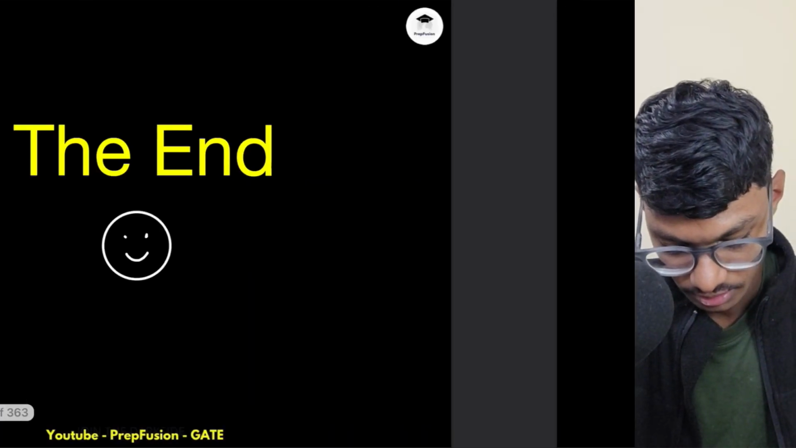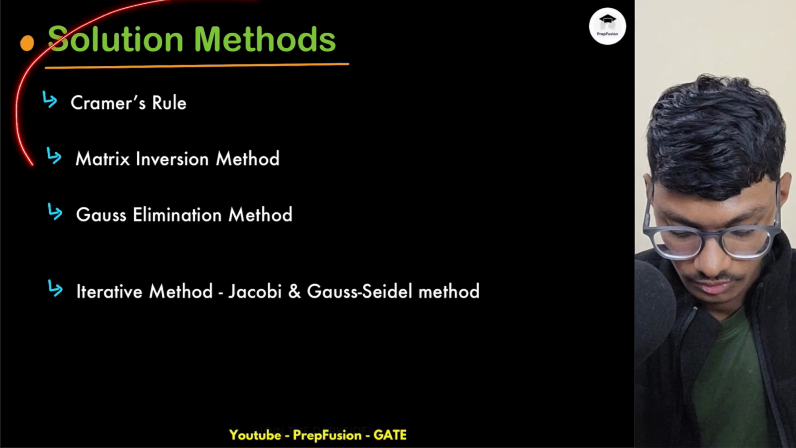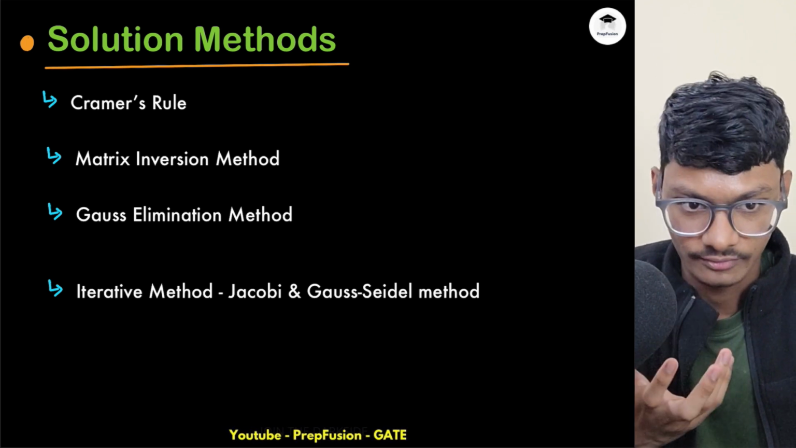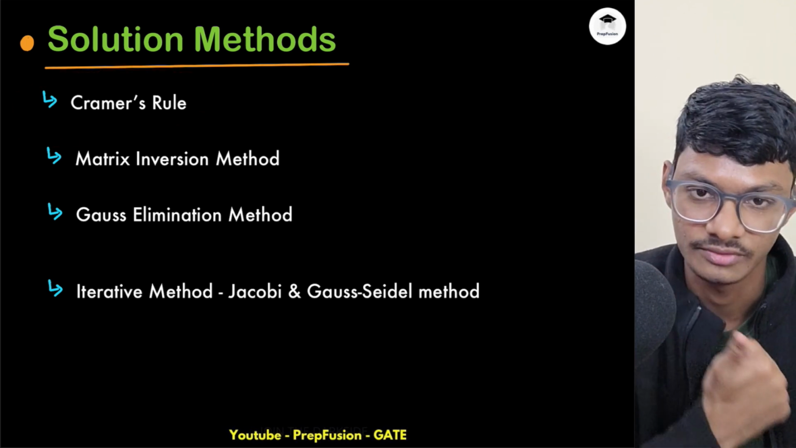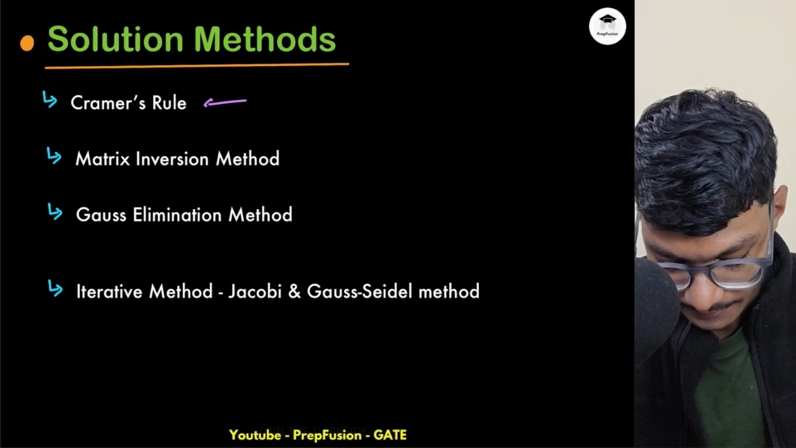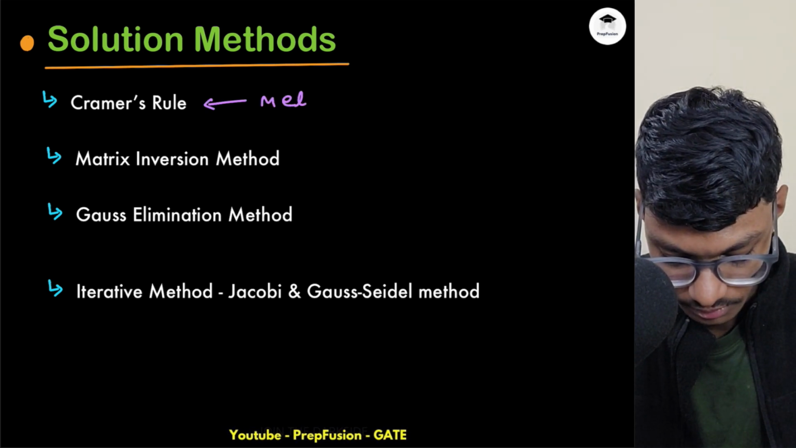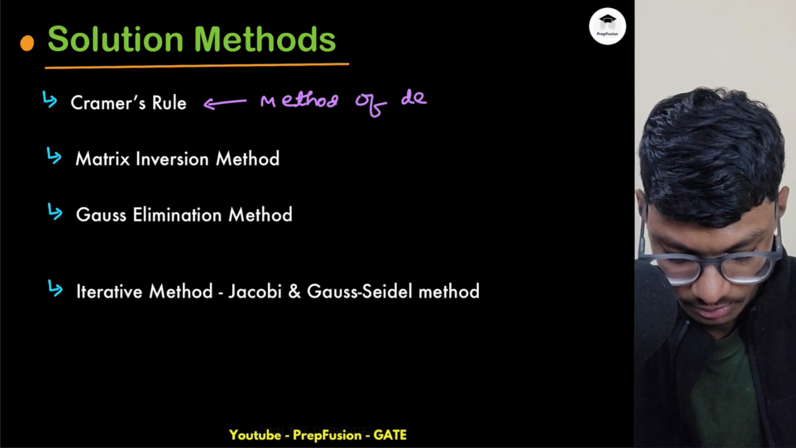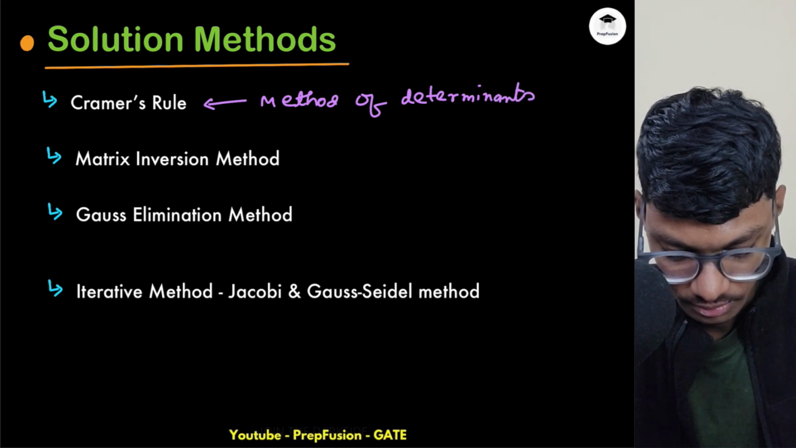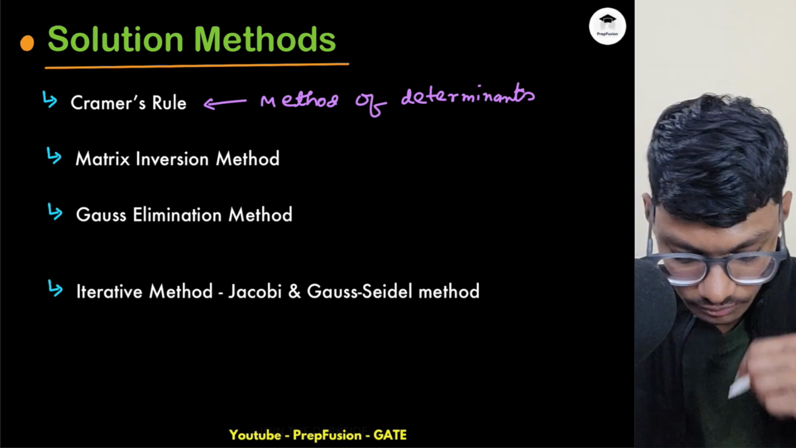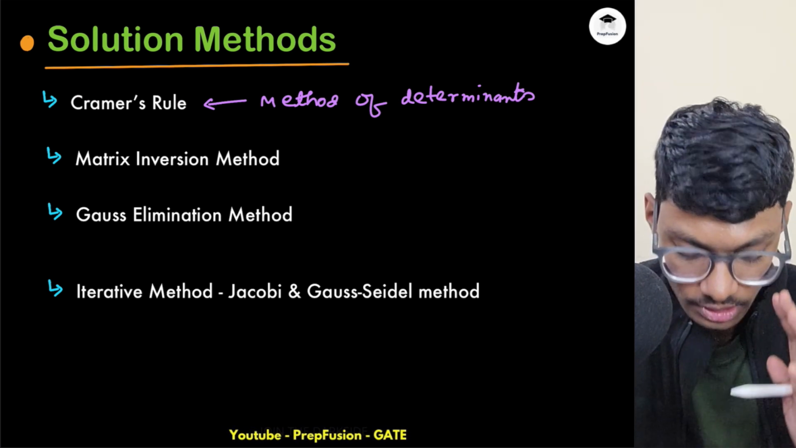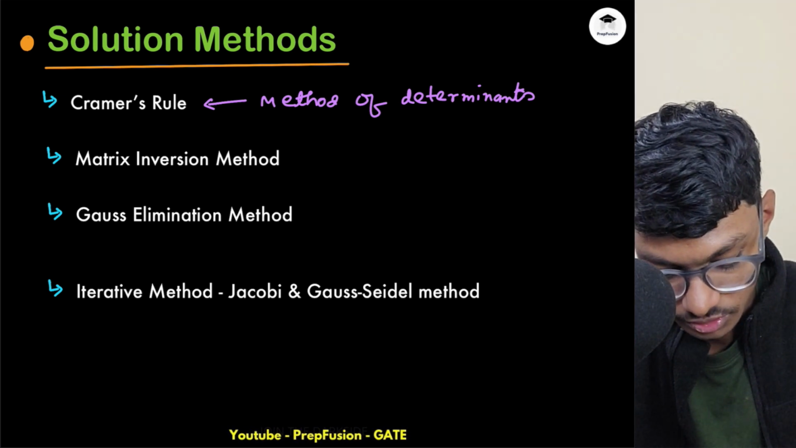So we were here, right? So what are the different solution methods? The first one is Cramer's rule. I think you have studied it in 11 and 12, so you know what Cramer's rule is. You can simply find the unknowns through Cramer's rule. I will explain this. It is also known as the method of determinants. But here, to find the solution, the determinant of that coefficient matrix should not be equal to zero.